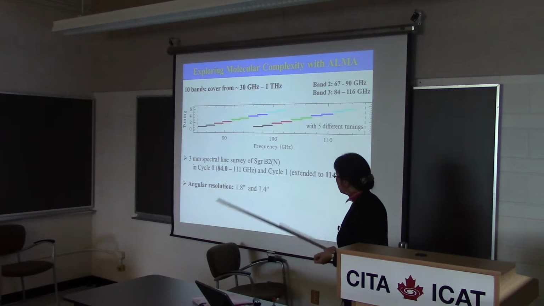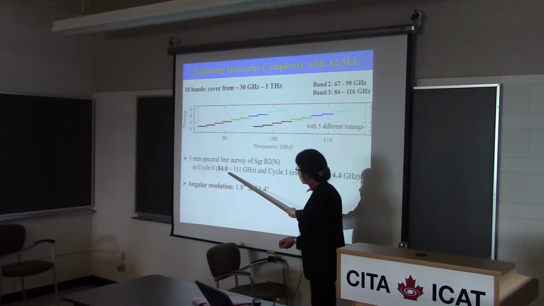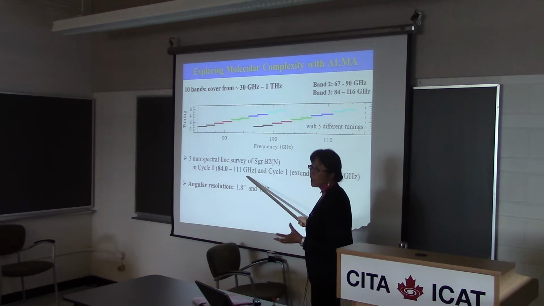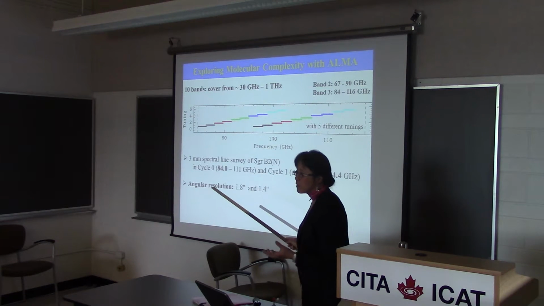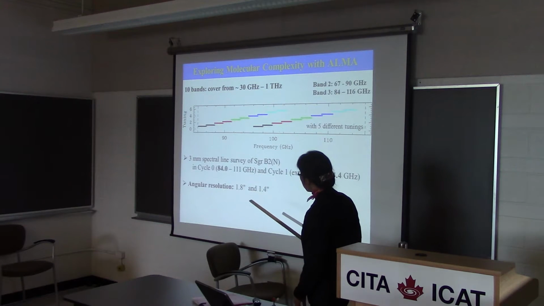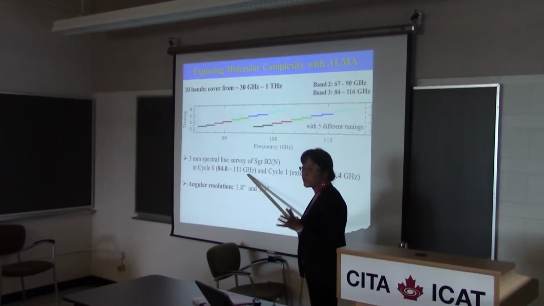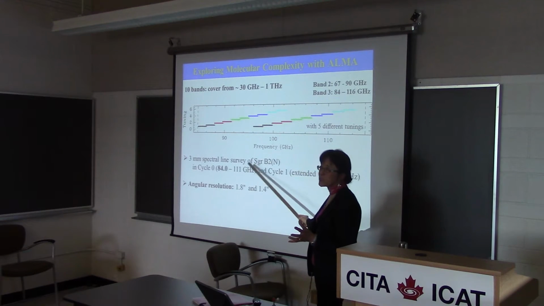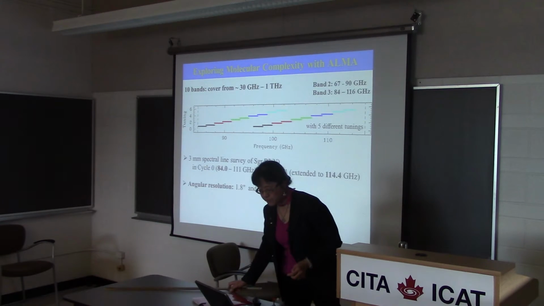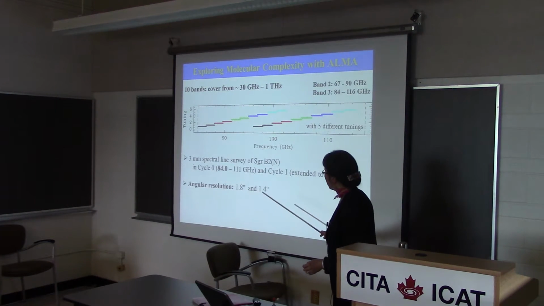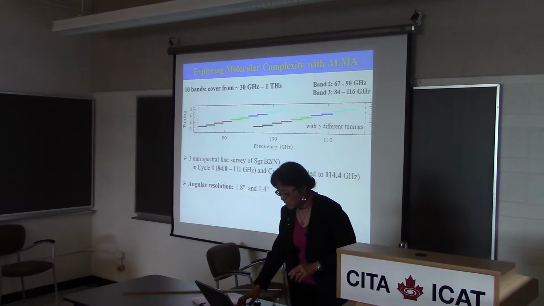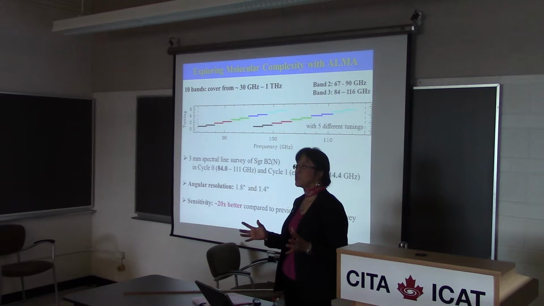In our cycle 0, we scanned the survey from 84 to 110 gigahertz at a much, much higher angular resolution than the 25 arcseconds from the previous single-dish scan. I will soon show you the comparison. Then we really wanted to confirm something, so we applied for more telescope time. That's cycle 1, and we extended to 114 gigahertz. The angular resolution now is about 1.8 to 1.4 arcseconds, so that's about 20 times better than the previous 30-meter single-dish survey.